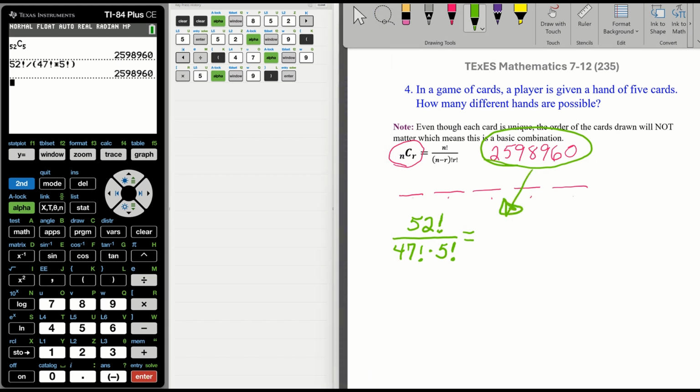Yes, I do have the same answer. The difference is that it was quicker to use the nCr option, and there are fewer ways to make mistakes.